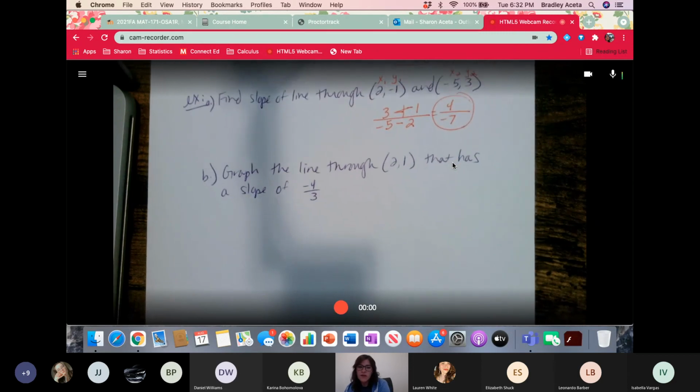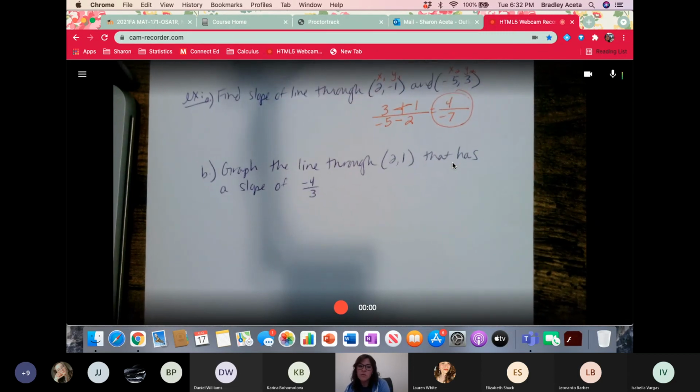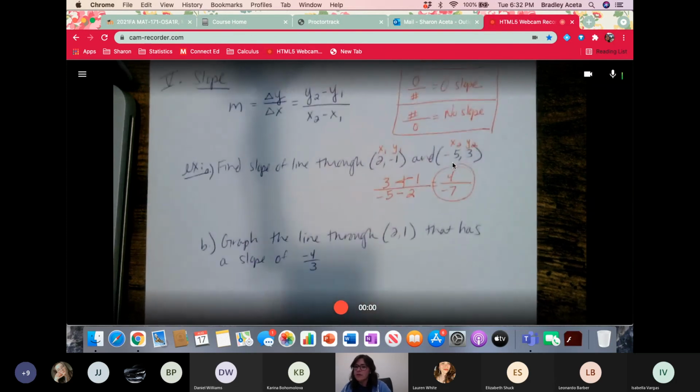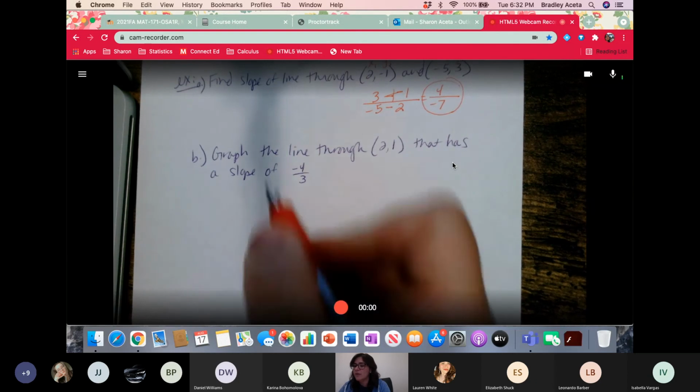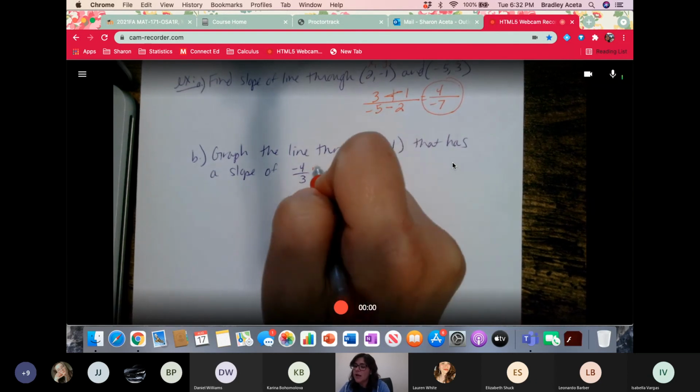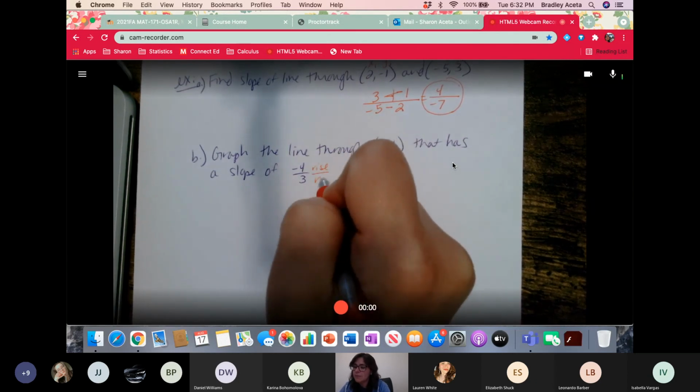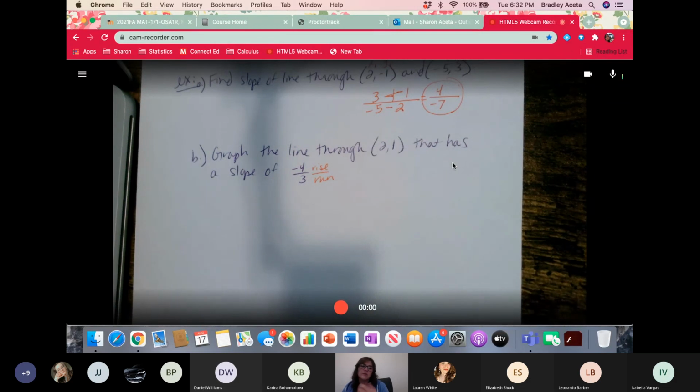This one: graph the line through 2, 1 that has a slope of negative 4/3. Okay. One more thing about slope, and I didn't write it up here in the definition, but I'm hoping you remember it. Maybe it'll sound familiar from high school, but your slope is your rise over your run.